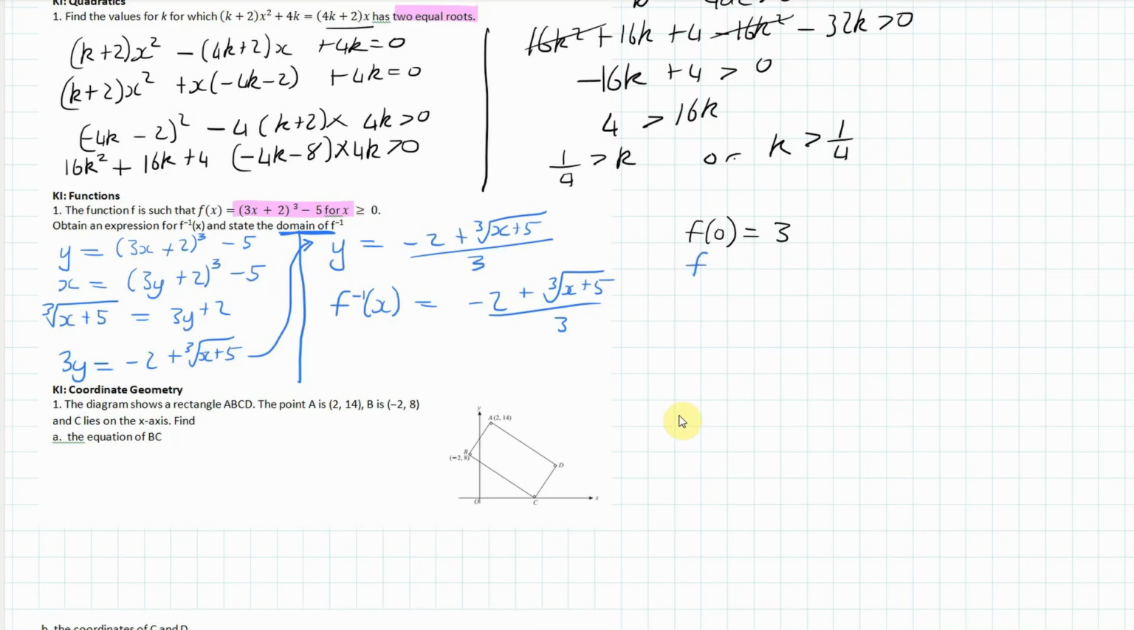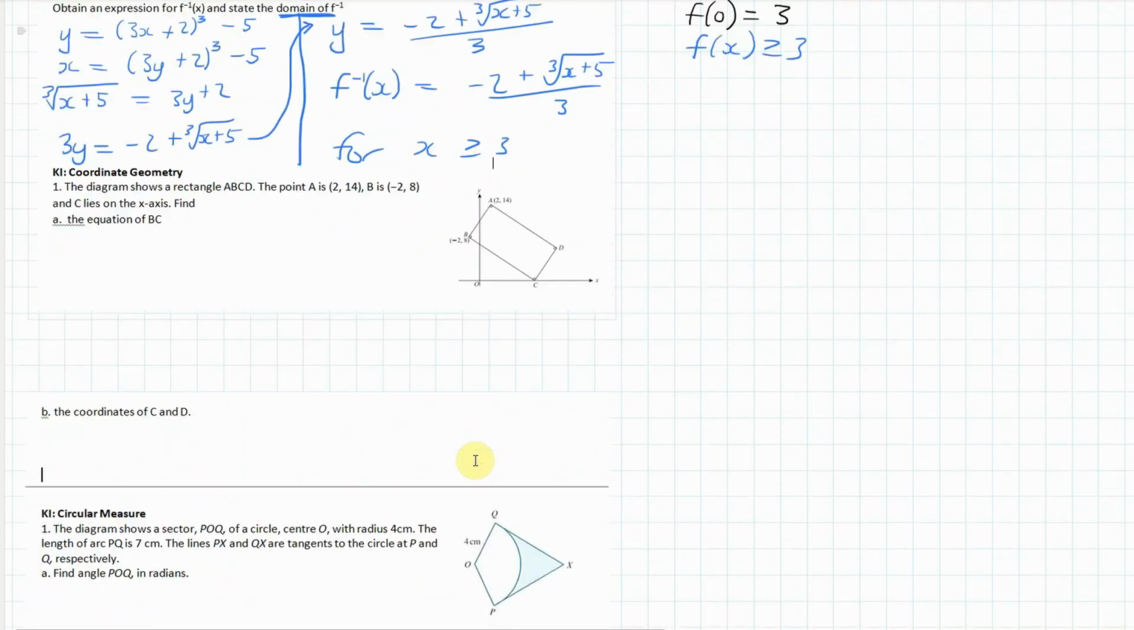So for the domain, I would say, so that's the range. So if x is greater than or equal to 3, and therefore our domain for the inverse will be for x is greater than or equal to 3, because we swap our input and outputs over when we do an inverse.